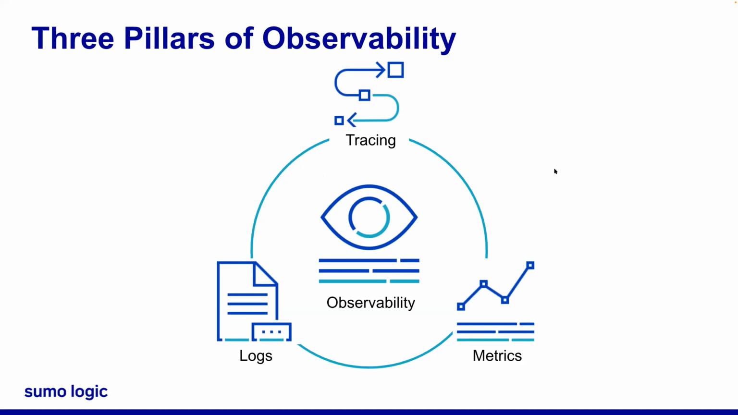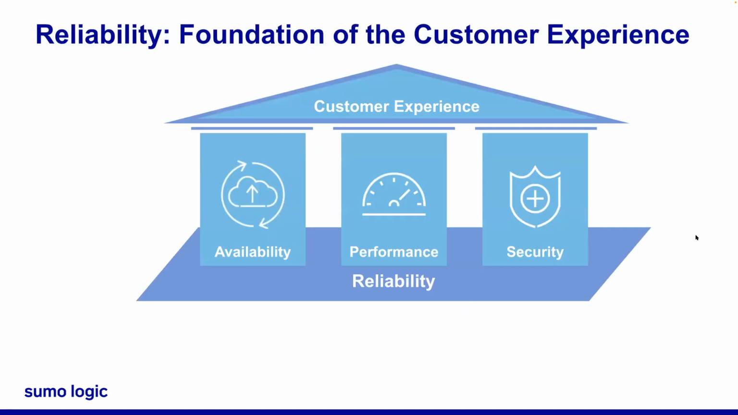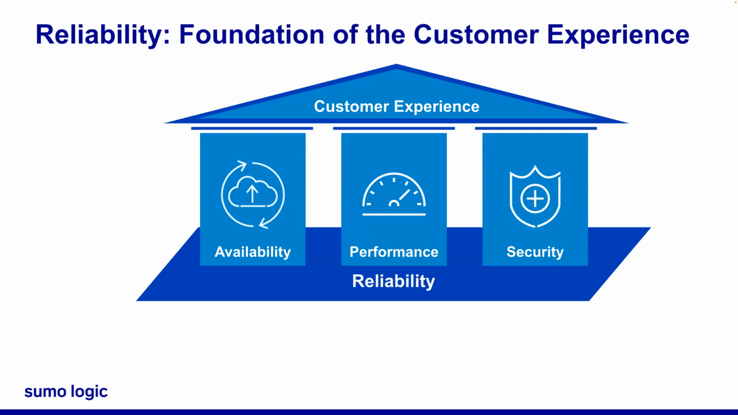So what is the need for an observability solution? What I wanted to talk about here is why observability is important. What we're stressing is the importance of reliability. Reliability, as it says here, is the foundation of the customer experience. What we want to do is have the best customer experience possible, and so reliability is going to be important to facilitate that. When we're talking about reliability, we're talking about three things, also pillars, that really support that customer experience.